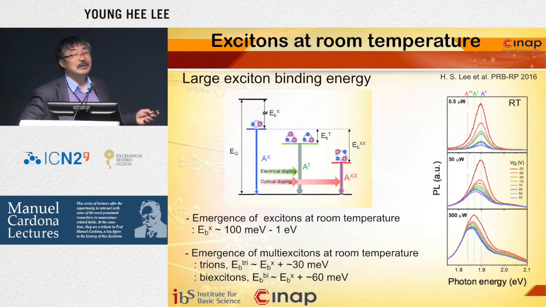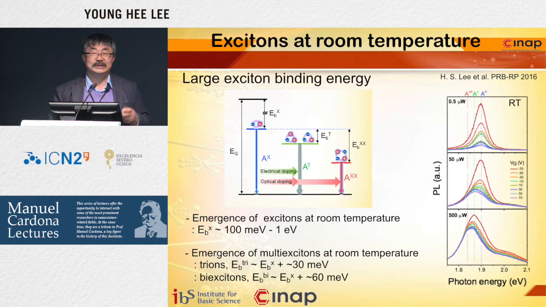And even for multi-exciton, like trion, if the system is n-doped, you can have negatively charged trion, or if it is positively doped, then you can have positively charged trion. And this trion binding energy is further deeper by like 30 milli-electron volt. And even bi-excitons, the exciton-exciton interaction, this one is further stabilized by, again, 60 milli-electron volt from the neutral exciton. So there is also a chance that you may be able to observe this multi-exciton even in 2D material. I think this is a great advantage.